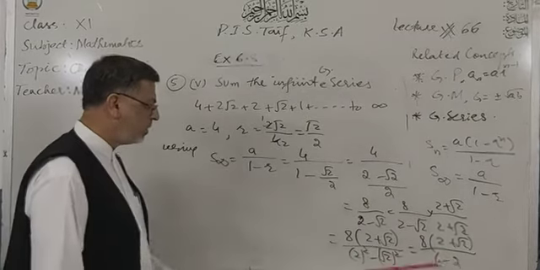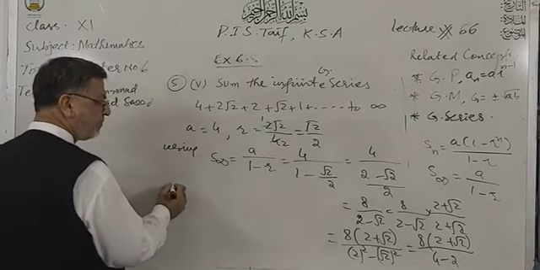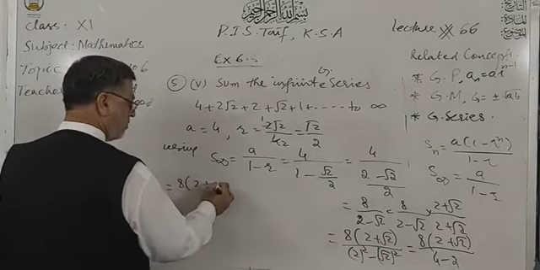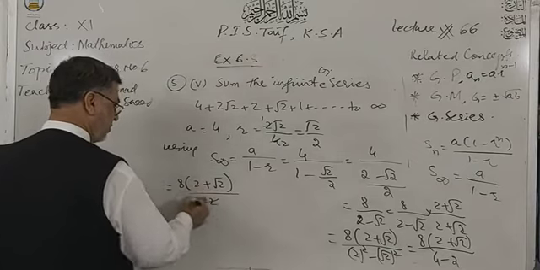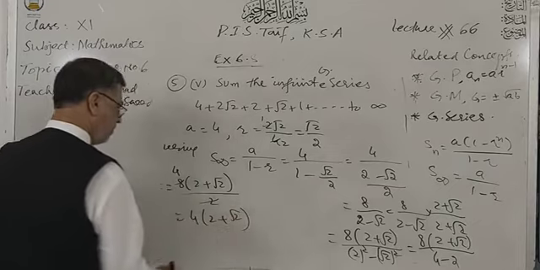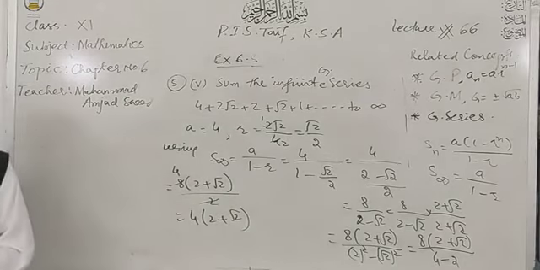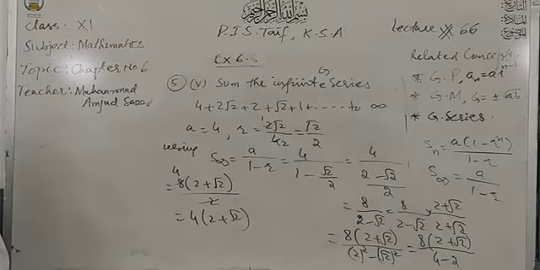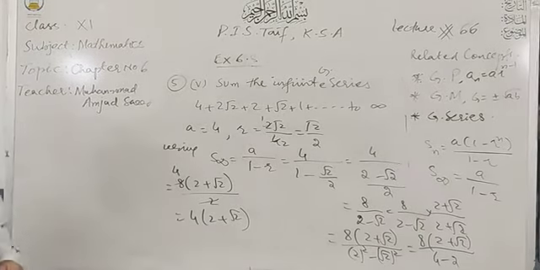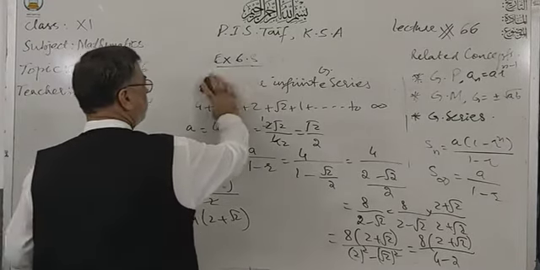2 squared is 4, and root 2 squared, square and square root cancel out, and we are left with 8 into (2 plus root 2) divided by 2. So you have your answer: 4 into (2 plus root 2). This is your answer. That was your part number 5.